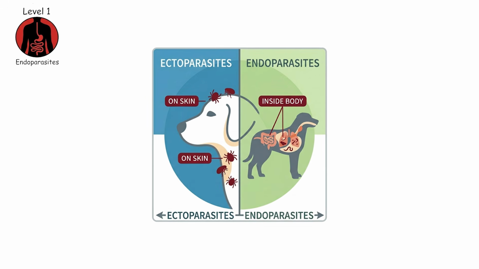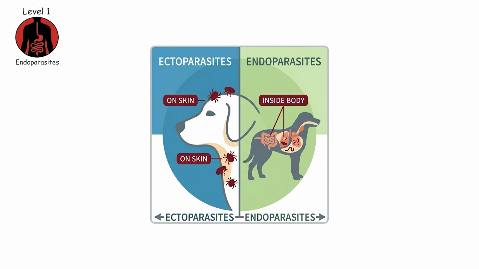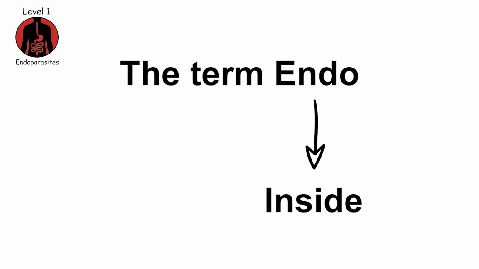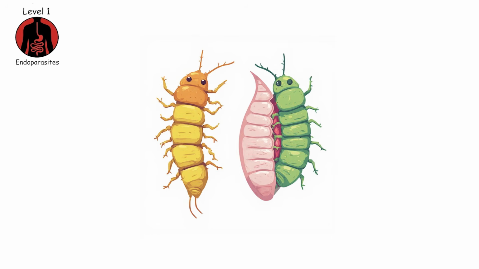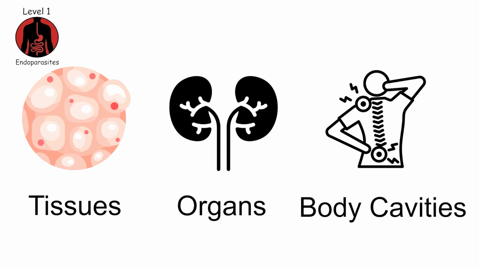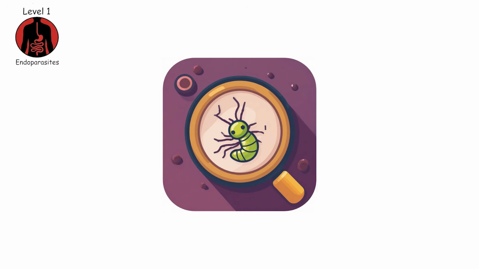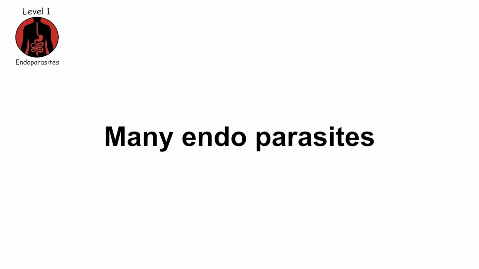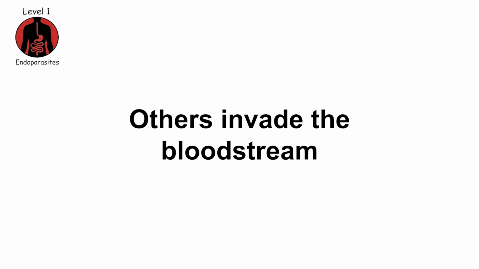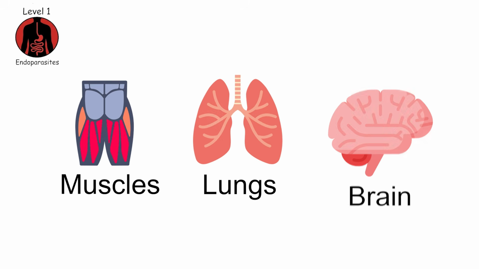Level 1. Endoparasites. While ectoparasites live on the outside of a host, endoparasites live inside the host's body. The term endo means inside, and these parasites spend much or all of their life cycle within the tissues, organs, or body cavities of their host. Endoparasites can be far more difficult to detect because they are hidden within the body. Many endoparasites live in the digestive system, where they absorb nutrients from the food the host eats. Others invade the bloodstream, muscles, lungs, or even the brain.